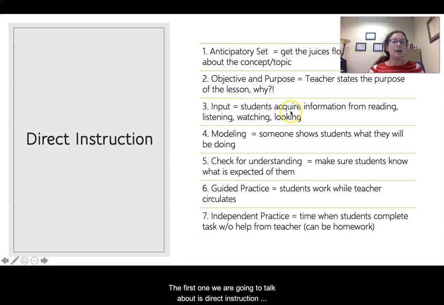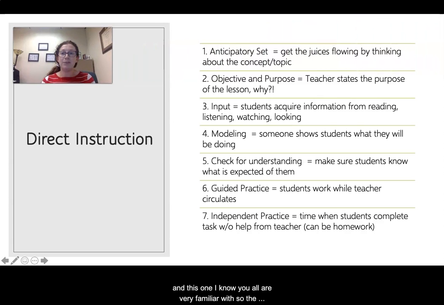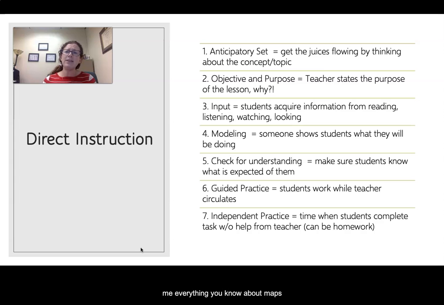The first one we're going to talk about is direct instruction. And this one I know you all are very familiar with. So the first thing you want to do is you want to create like an anticipatory set. This is where you're going to get your juices flowing by thinking about a concept or topic. A lot of elementary school teachers use bell ringers for this. So they might ask you when you get into class, tell me everything you know about maps. Or can you identify different things on this map? Or what is this? And show a map.